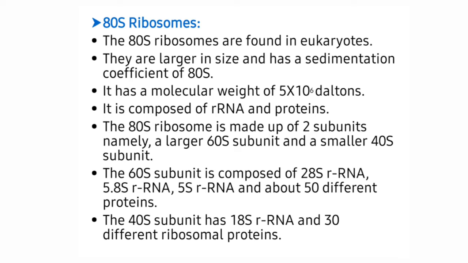40S. The 60S subunit is composed of 28S ribosomal RNA, 5.8S ribosomal RNA, 5S ribosomal RNA and about 50 different protein molecules. The 40S subunit has 18S rRNA and 30 different ribosomal proteins. These are the characteristic features of 80S ribosomes, which are found mainly in eukaryotic organisms.